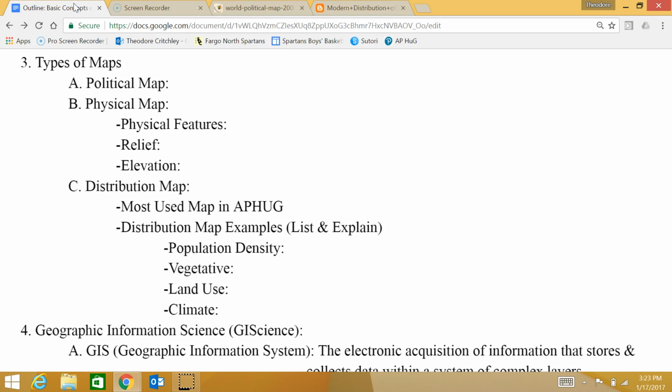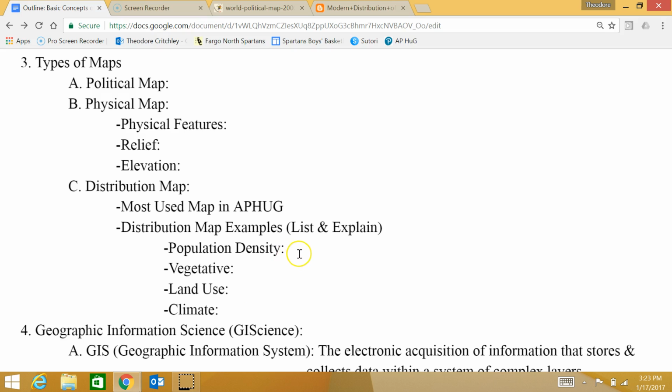Other distribution map examples that we have: population density map. This shows the number of people within a given area. We'll go into population figures and different types of population density maps later on. But for right now, just know that it's the number of people within a given area. Vegetative, it illustrates the plant life within a given area. Land use, it illustrates the overall activity. Most of the time we're talking economic activity within a given area.